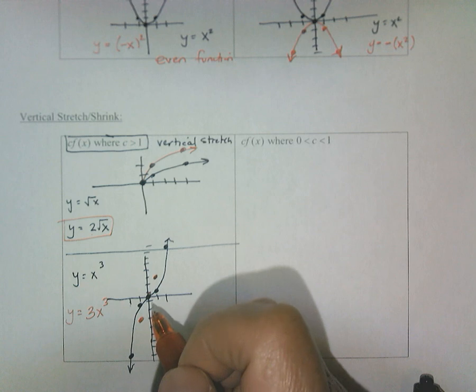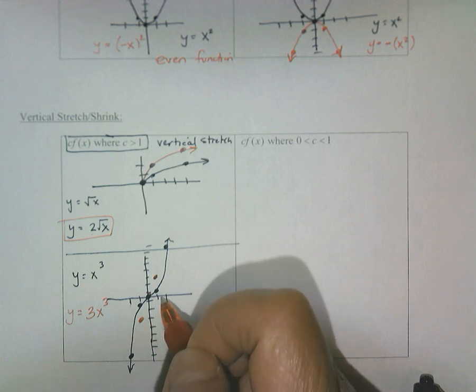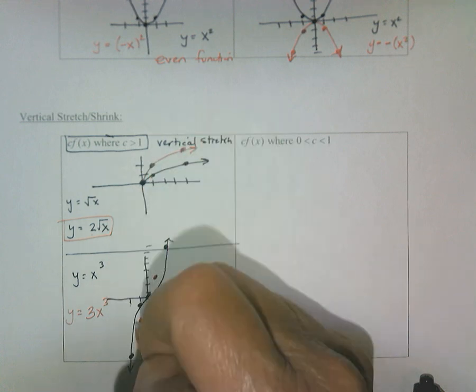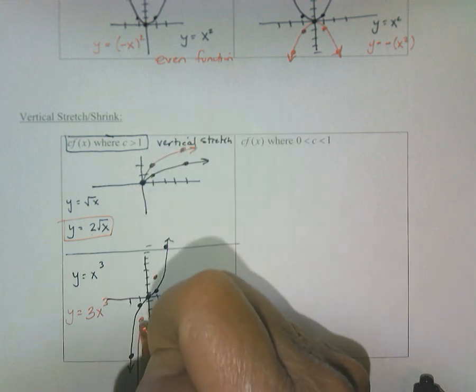Now is when it gets really hard. The next point would be 2, and then 2 cubed is 8. 8 times 3 is 24. It's going to be way up here. I'm not going to be able to get to it. So I'm just going to do this.